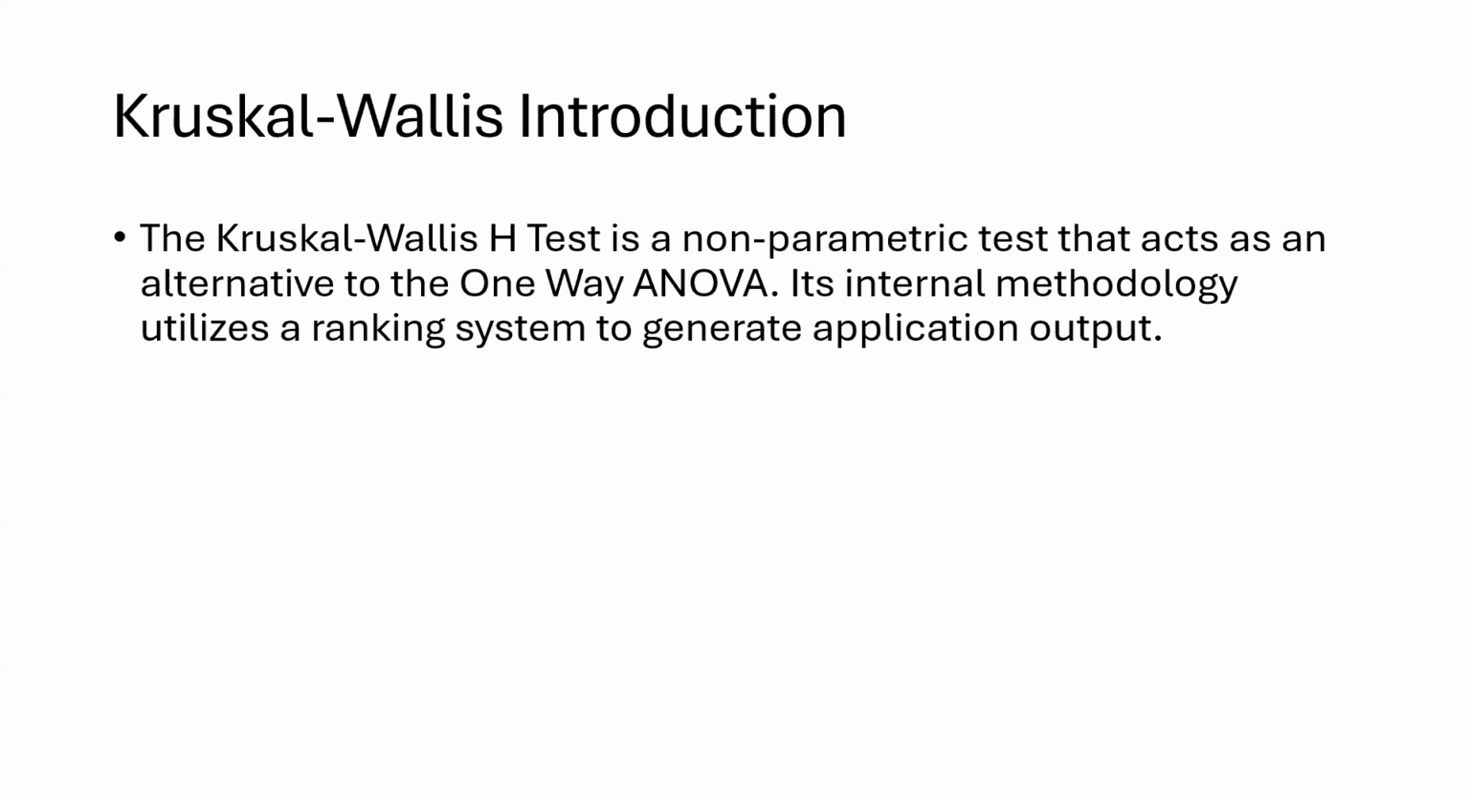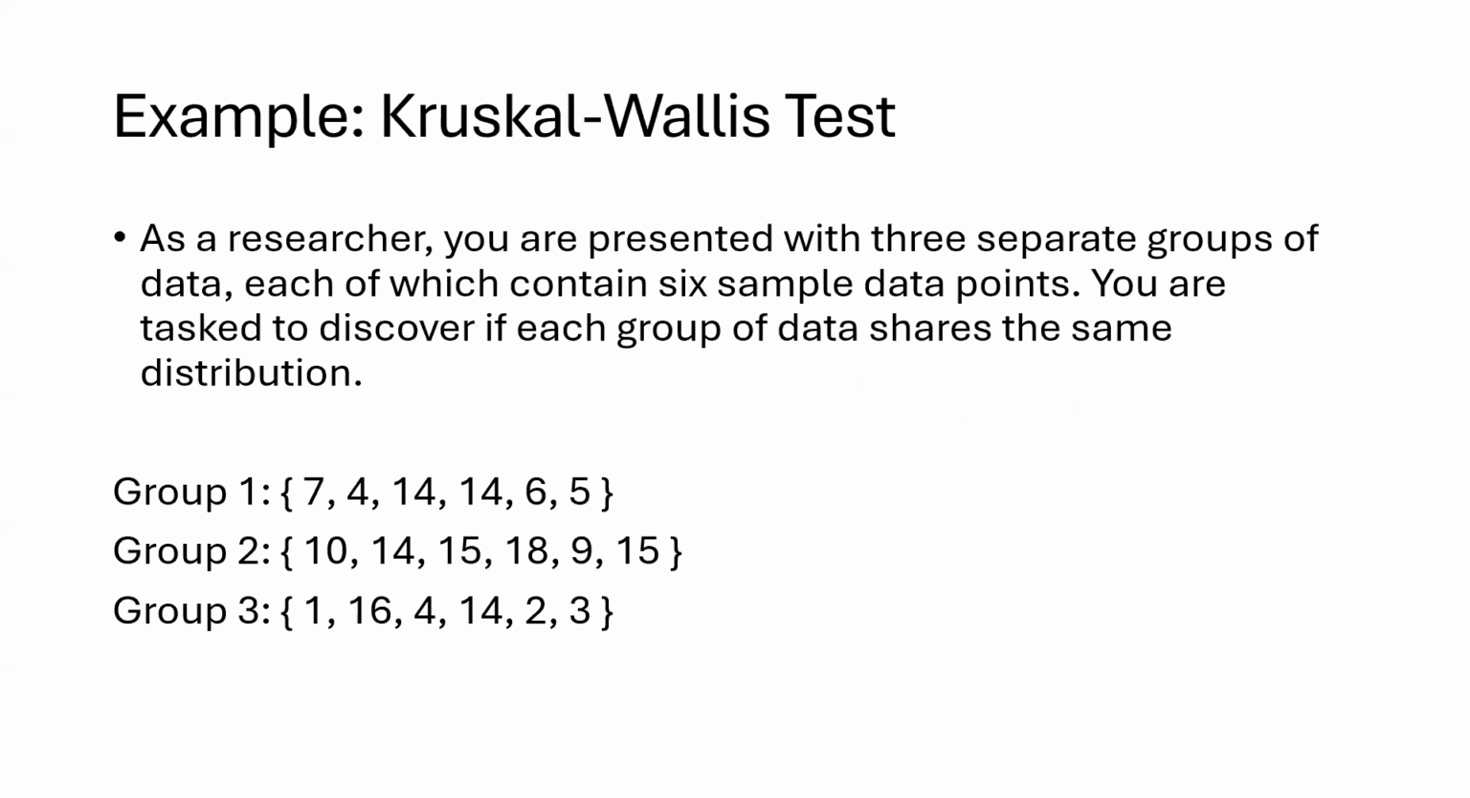The Kruskal-Wallis H test is a non-parametric test that acts as an alternative to the one-way ANOVA. Its internal methodology utilizes a ranking system to generate application output. So let's do an example.